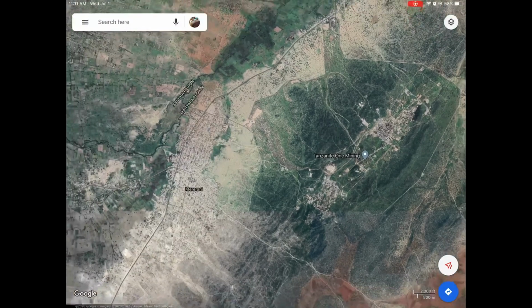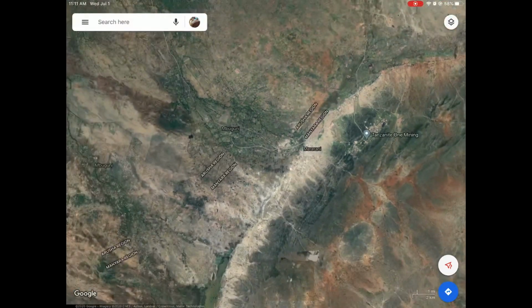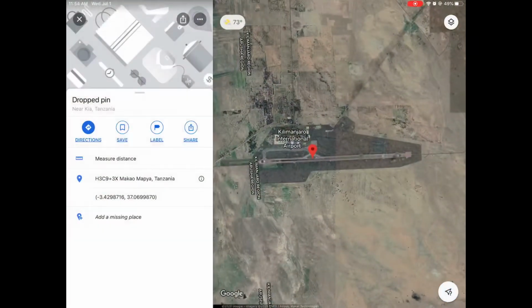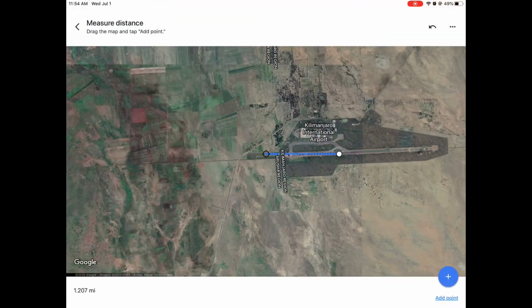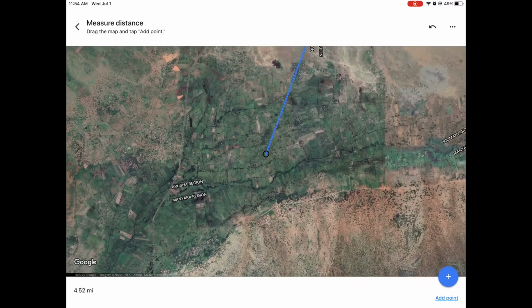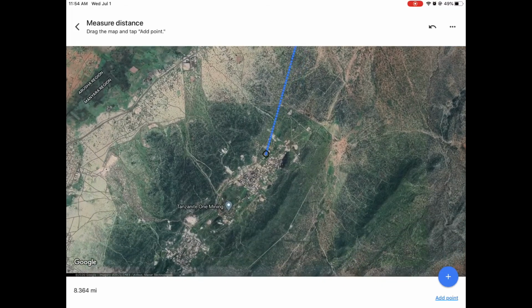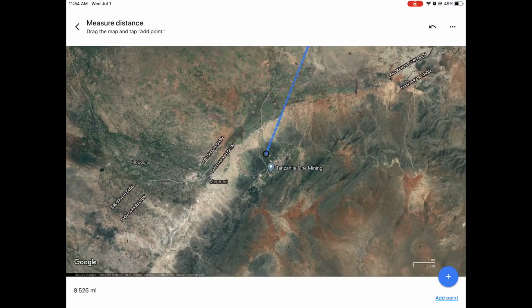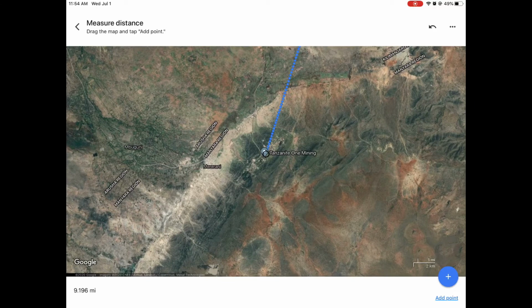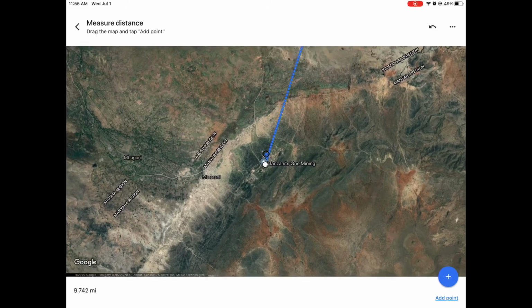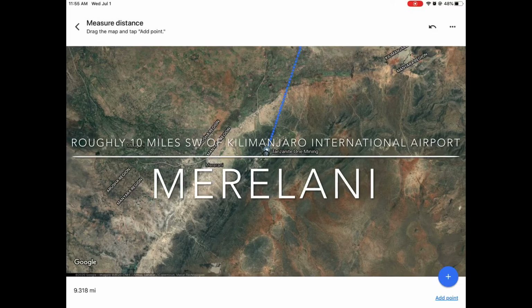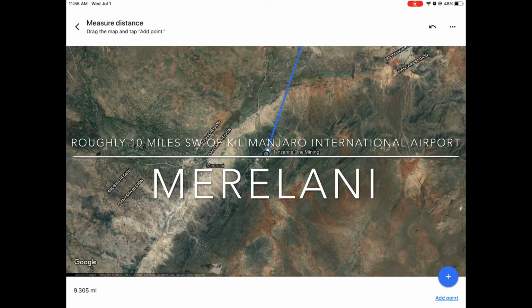So that's the area of interest, and that's the only area where you have Tanzanite mining ongoing so far in this world. So we'll try and estimate the distance from Kilimanjaro International Airport, and as you can see, it is roughly around 10 miles southwest, 9 to 10 miles southwest. That's where we have the Tanzanite mining in an area called Merelani.